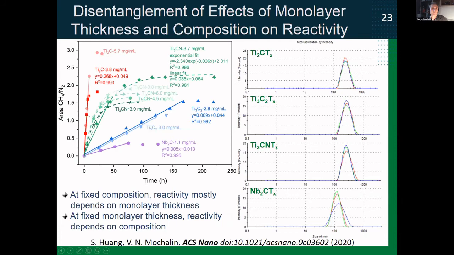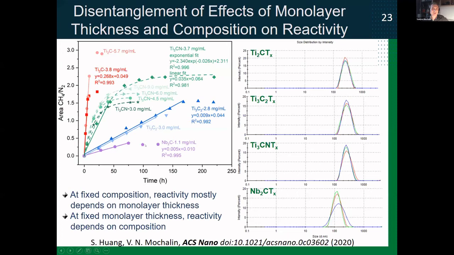And we see that, for example, the thinnest titanium carbide MXene that we studied shows the highest rate of degradation, because it's thin. Whereas titanium 3C2, which has 5 atomic layers in the monolayer, shows much slower degradation kinetics. And then niobium 2C is an example of what happens when you change composition within the same monolayer thickness, because this is 3 atomic layers thick and this is 3 atomic layers thick, but the composition is different. Both are carbides, but the transition metal is different. And then it results also in a dramatic change of reactivity.